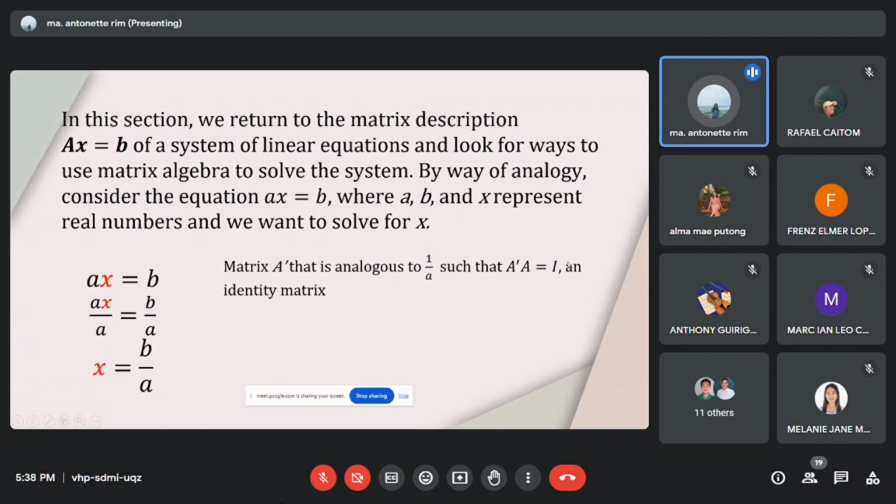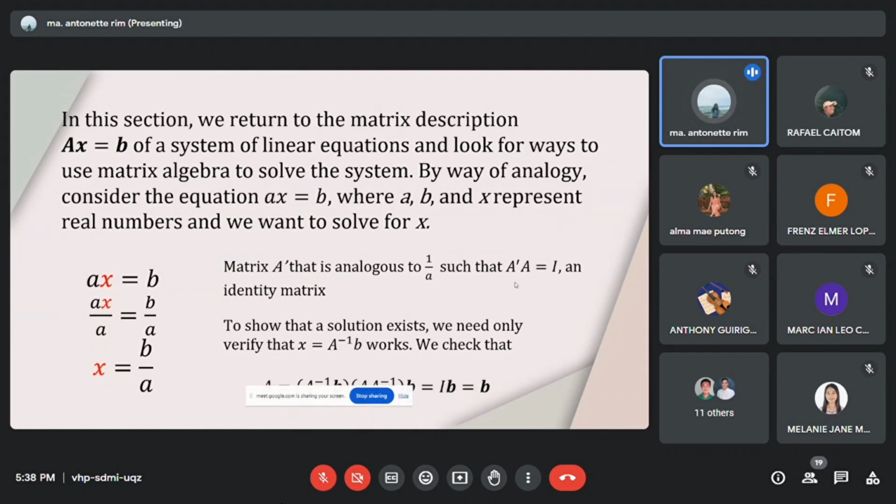such that A inverse multiplied by A is equal to I, an identity matrix. So we multiply that particular A inverse to our original matrix, and the product is an identity matrix. To show that a solution exists, we need only verify that X equals A inverse times B works. So we check that A times A inverse times B is equal to the identity matrix times B, which is equal to B.